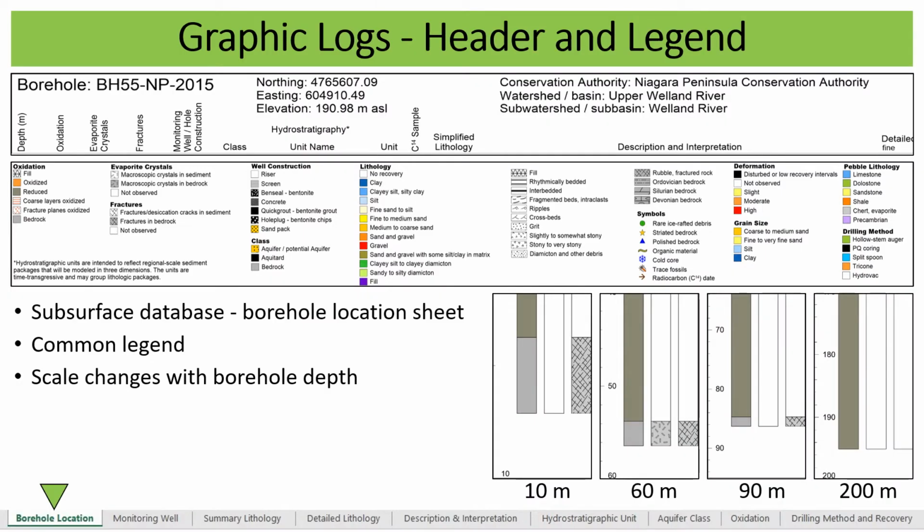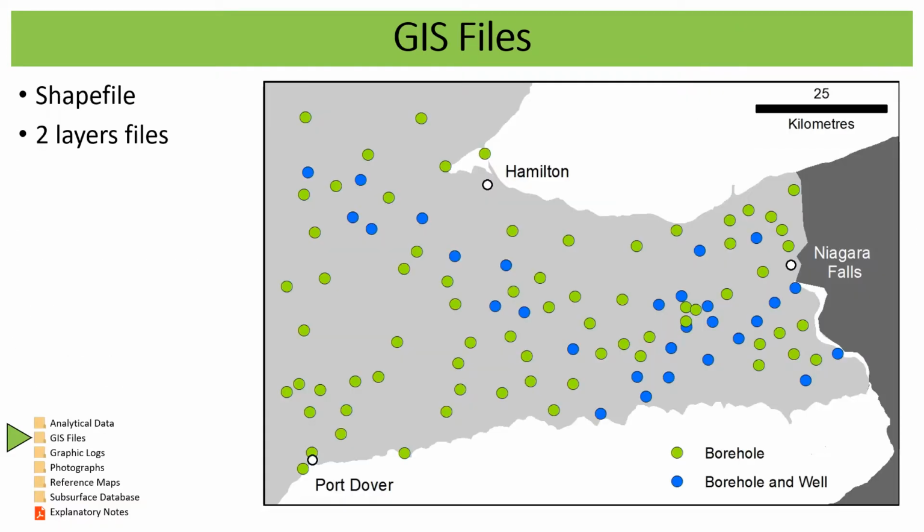Key location and watershed information are shown in the header portion of each graphic log. The complete data set can be found in the borehole location sheet of the subsurface database, as shown by the green triangle at the bottom of the slide. The middle image shows the common legend used on all log sheets. And finally, I would like to draw your attention to the fact that the scale varies with borehole depth. There's a shapefile of borehole locations along with layer files for coloring the holes by presence of a monitoring well, as shown here, or by conservation authority, as shown at the beginning of the presentation.